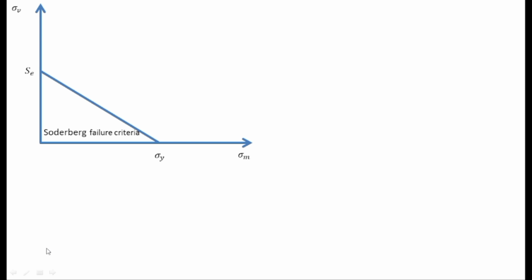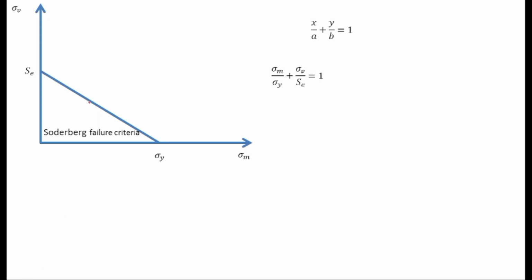And here, since this is a line and we know that the line equation is given by x by a plus y by b equals 1, where a is the point on the x-axis where the line will pass and b is the point on the y-axis where the line will pass through the y-axis. In this case, this will be equal to a and this SE will be equal to b, and instead of x we have taken sigma mean and instead of y we have taken sigma variable. So put all these values, it will give you this equation.